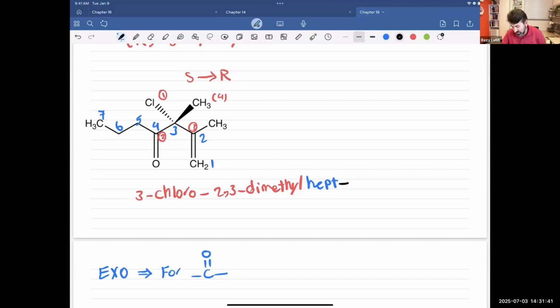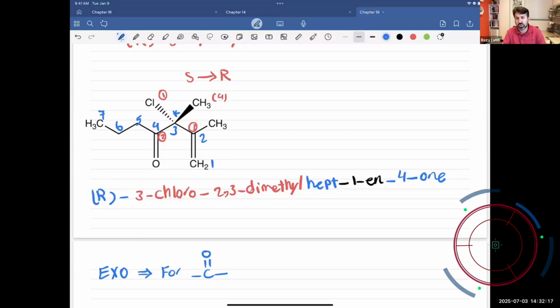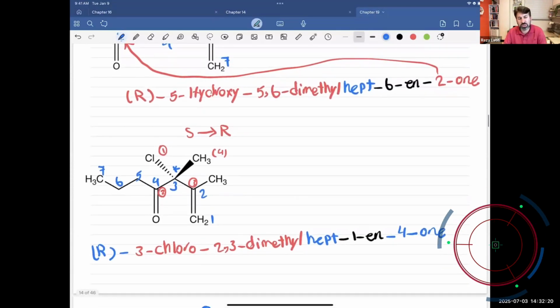And where is the double bond? On the first carbon. Where is the carbonyl group? We're going to show the carbonyl group at the end, and it will be sitting on the 4th carbon. So I go 4, and then I will say 1. Now, I need to show the configuration of the chiral center. This is the chiral center, it's R. So I'm going to say it will be R, 3 chloro, 2 and 3 dimethyl, hept, dash 1 en, dash 4 one. And that's going to be the correct name of the compound.